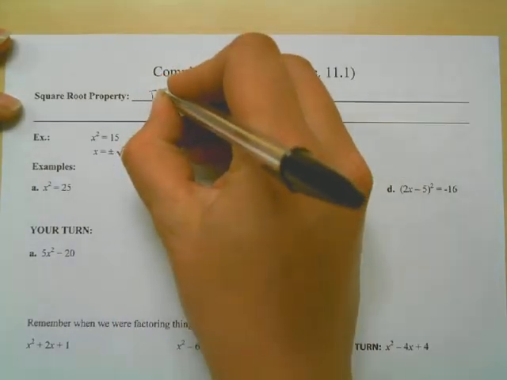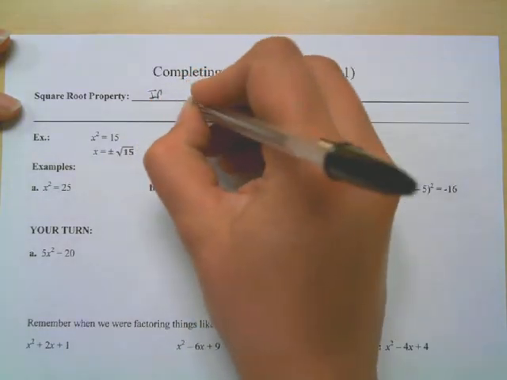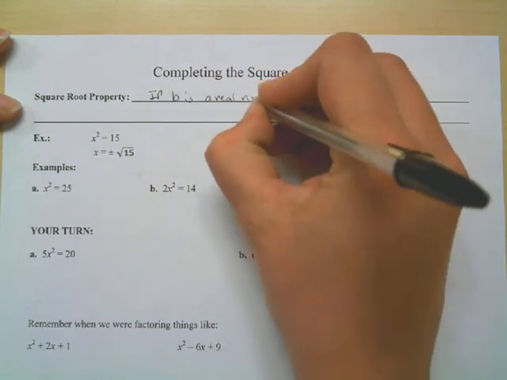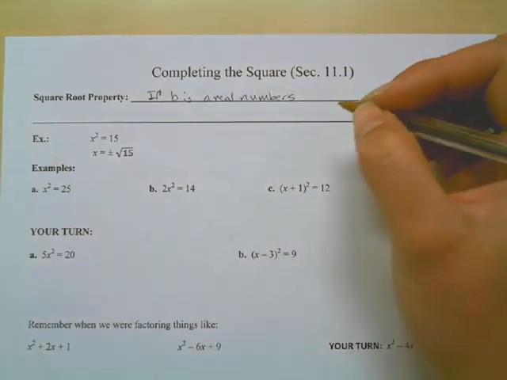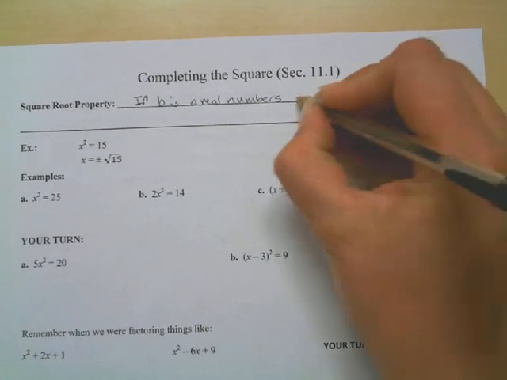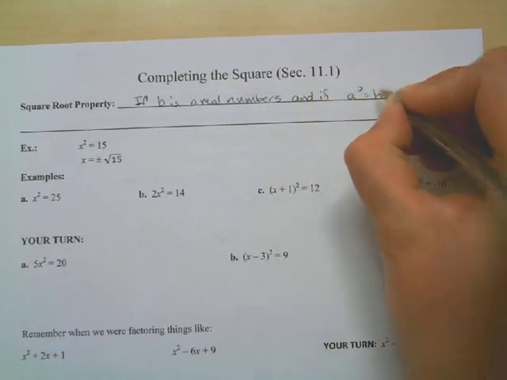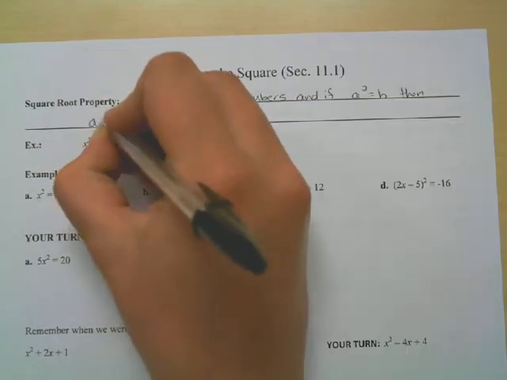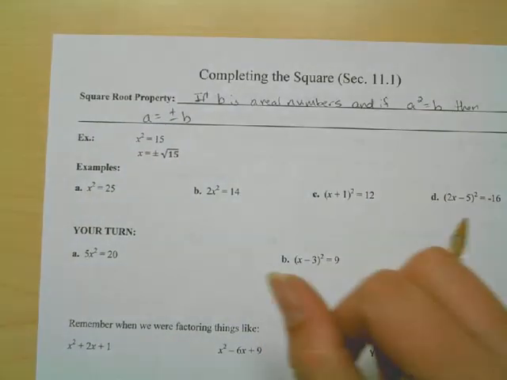So, if b is a real number, remember, real numbers are pretty much anything except for non-repeating decimals, square roots, those kinds of things. So if b is a real number and if a squared is equal to b, then a is equal to plus or minus the square root of b.